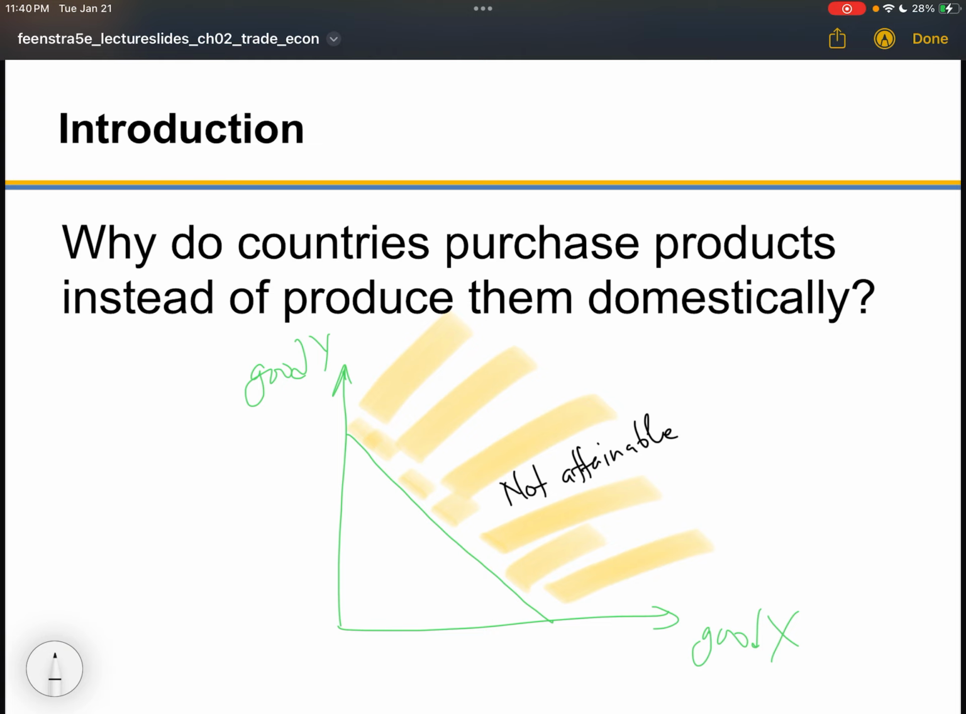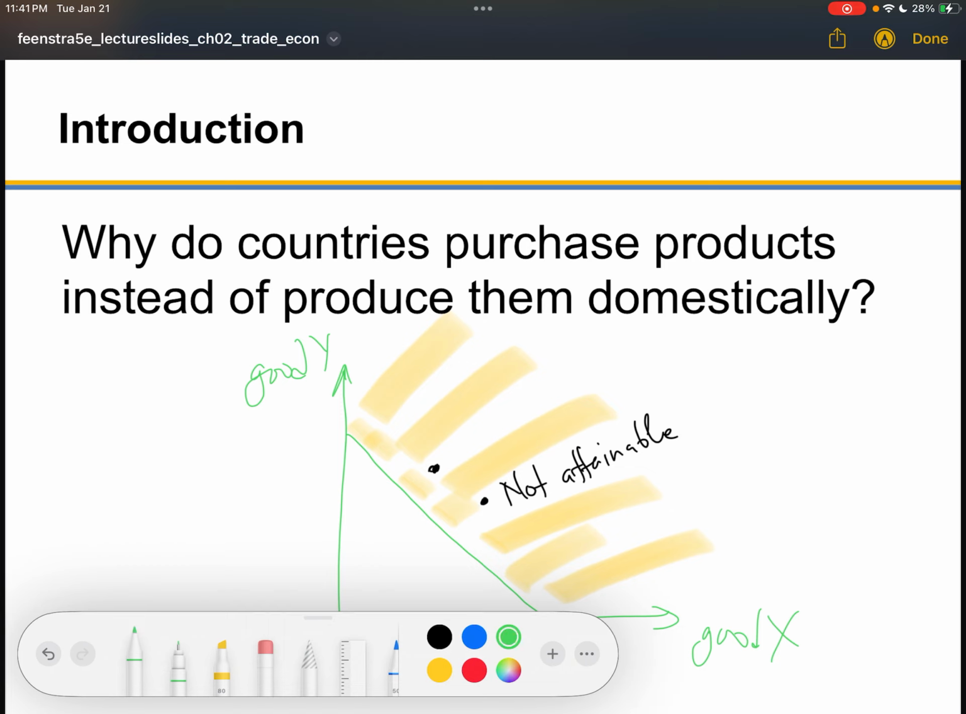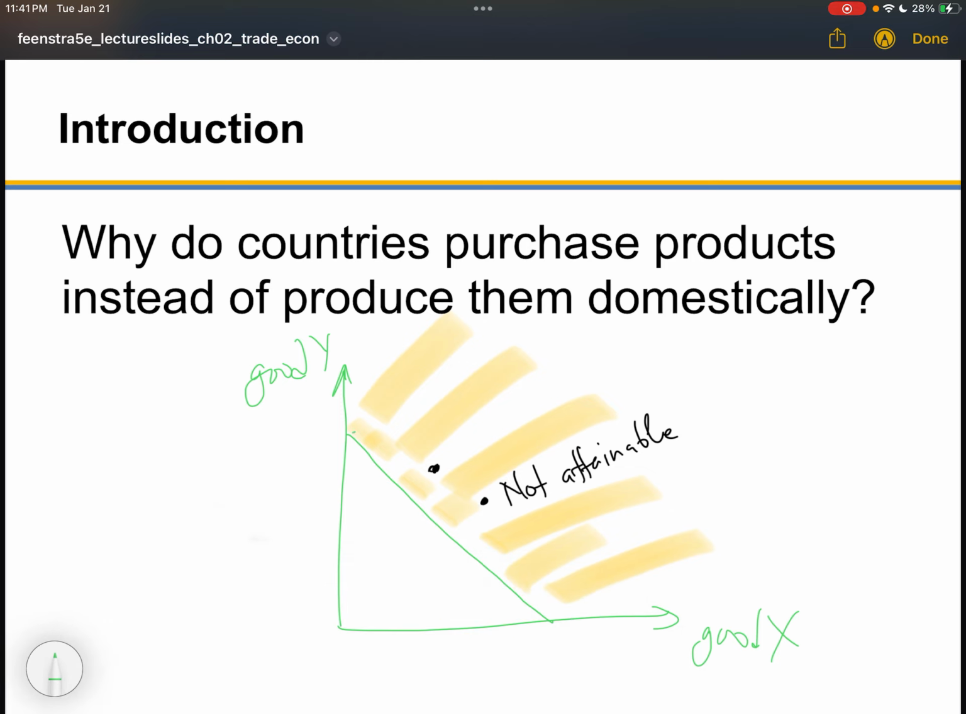You remember this? Now, when countries trade, with trade, they are able to get to production points out here where by themselves those points would not have been attainable. But with a trading partner, they could hit those trading points. So what exactly does this PPF mean then? This green line right here, what is it?